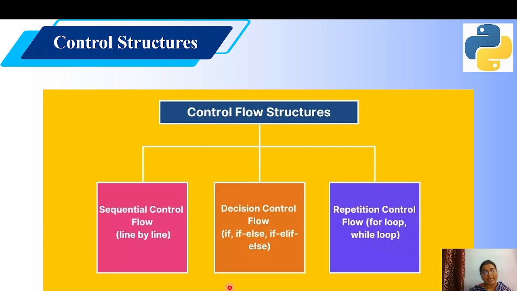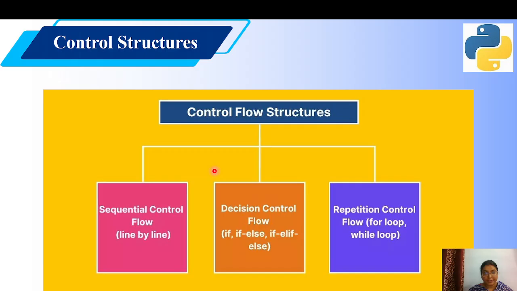Programs are just like stories. They have a beginning, middle, and end. But not every story is read in a straight line. Sometimes we make choices, and sometimes we repeat things. That's what control flow is. It controls how instructions are executed. Control flow structures refer to the order in which individual instructions, statements, or function calls are executed or evaluated in a program.